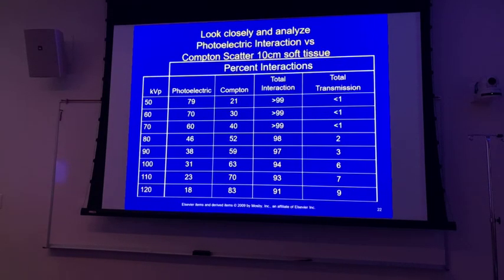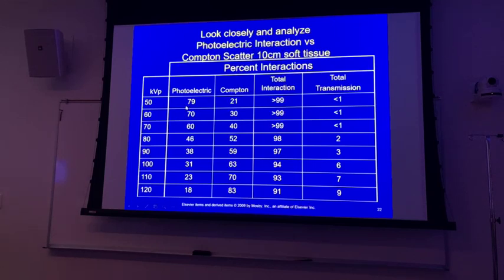Okay, so notice your kVp at low kVp, what you have is a very high photoelectric interaction, okay? So your total interaction is 99%, but you get 79% of the interaction is photoelectric and roughly 21% is Compton. All right, so that's not to say that some of that Compton or some of that photoelectric doesn't start off as Compton. It might, but you get less than 1% total transmission.